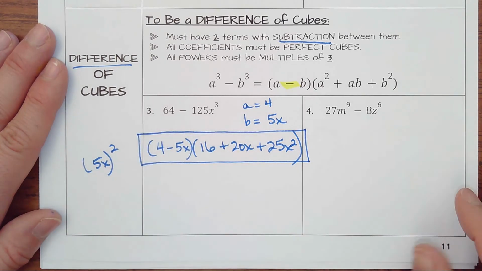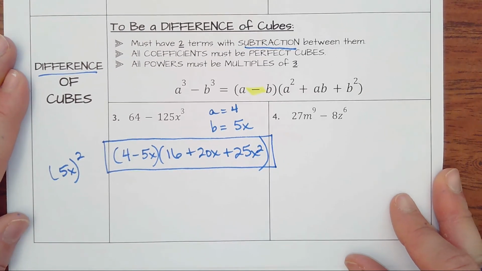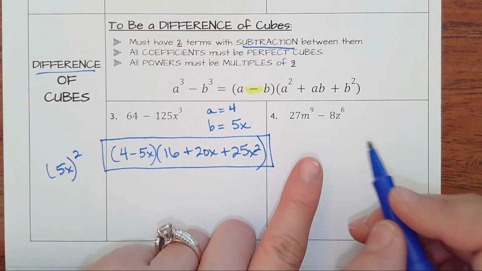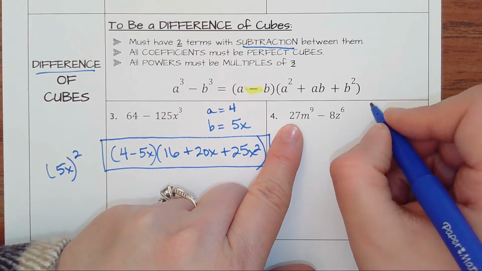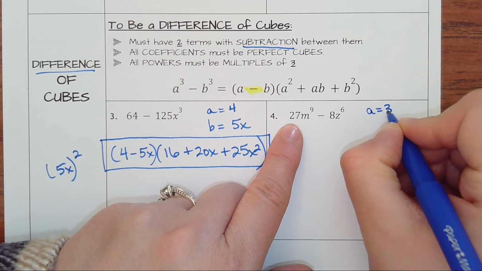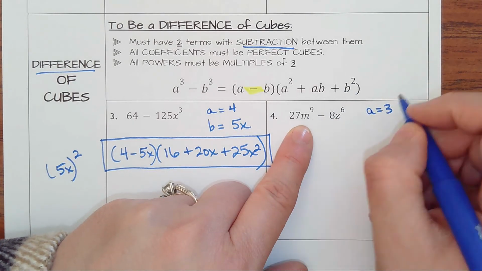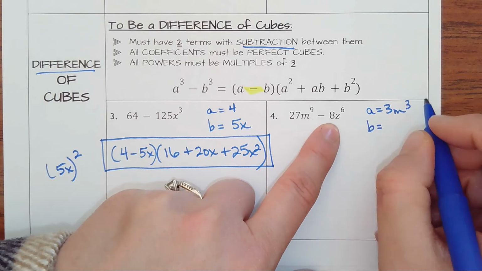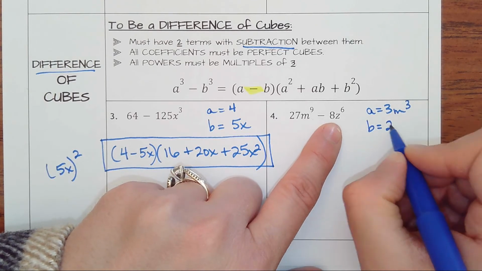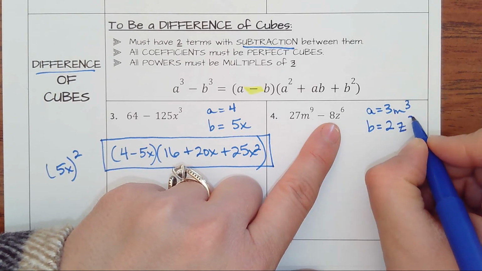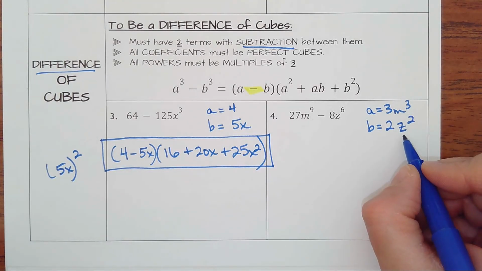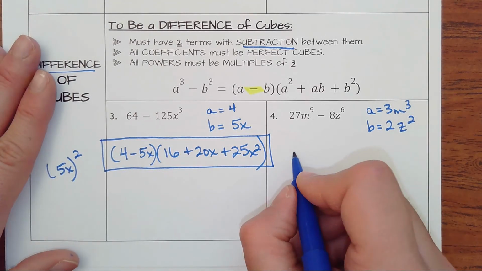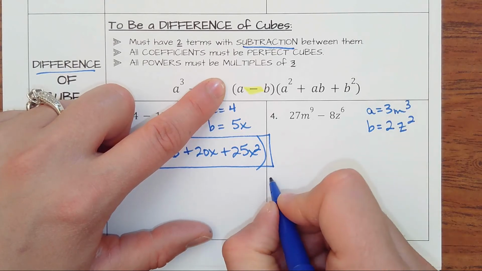And last one. We have 27. The cube root of that would be 3. Take your 9 divided by 3 would be m to the third. Cube root of 8 is 2. 6 divided by 3 is z squared. This is where I really like drawing my line through my z so they don't look like my 2's. And then just follow the formula.